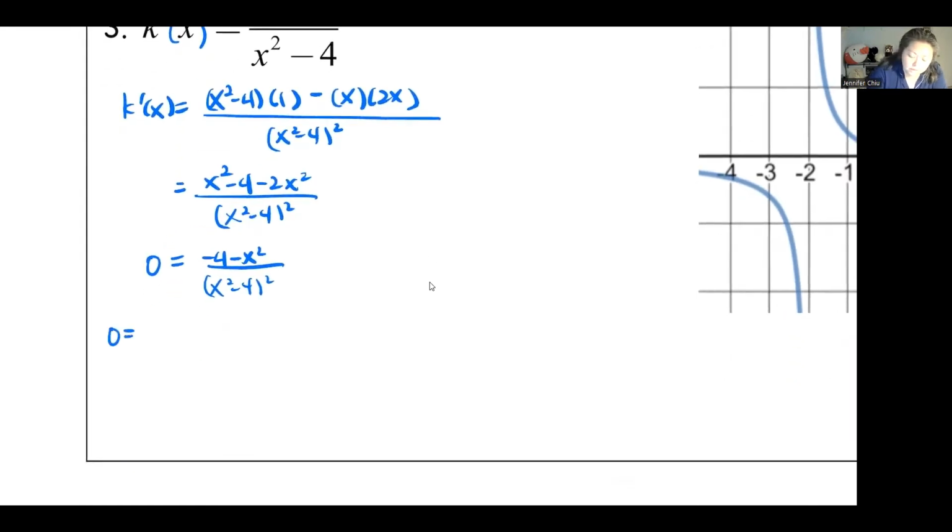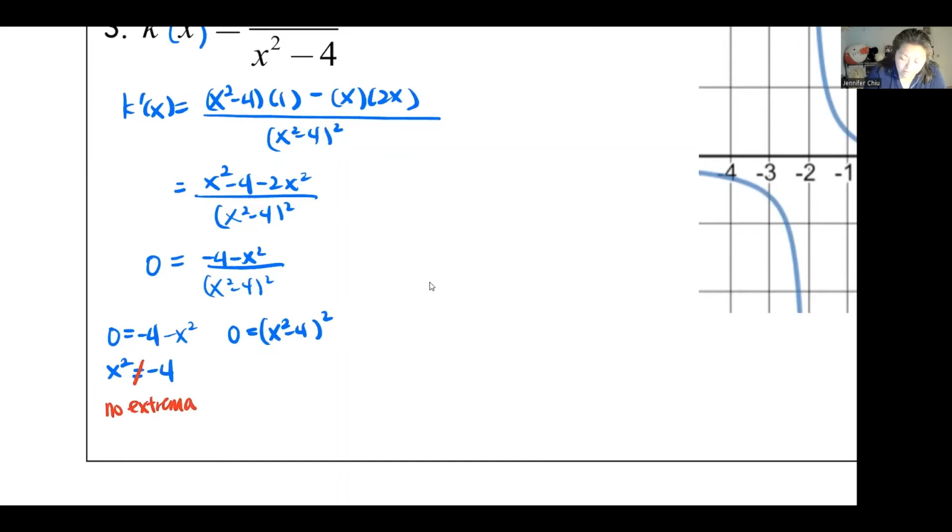Split them up. 0 equals -4 minus x squared. 0 equals x squared minus 4 squared. Let's make it a little bit easier to see. This gives me x squared equals -4, which is not possible. Since this is an expression I got from the numerator, and I wasn't able to figure out an answer, there's no extrema in this problem. And you can see that in the picture there, right?